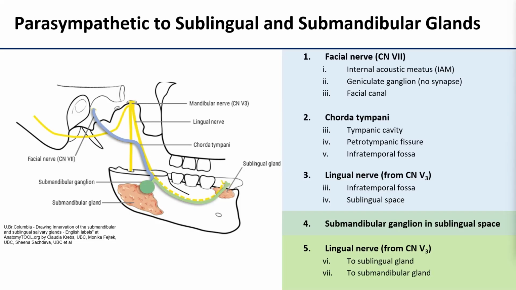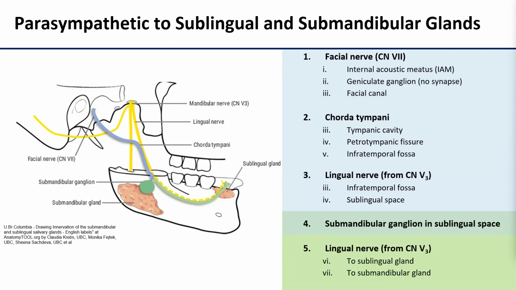All right, to get to the sublingual and submandibular glands, parasympathetic innervation originates with the facial nerve. It's going to travel with the facial nerve through the internal acoustic meatus, passes through the geniculate ganglion, and into the facial canal. The chorda tympani branches off inside the facial canal and exits into the tympanic cavity, and then out through the petrotympanic fissure into the infratemporal fossa.